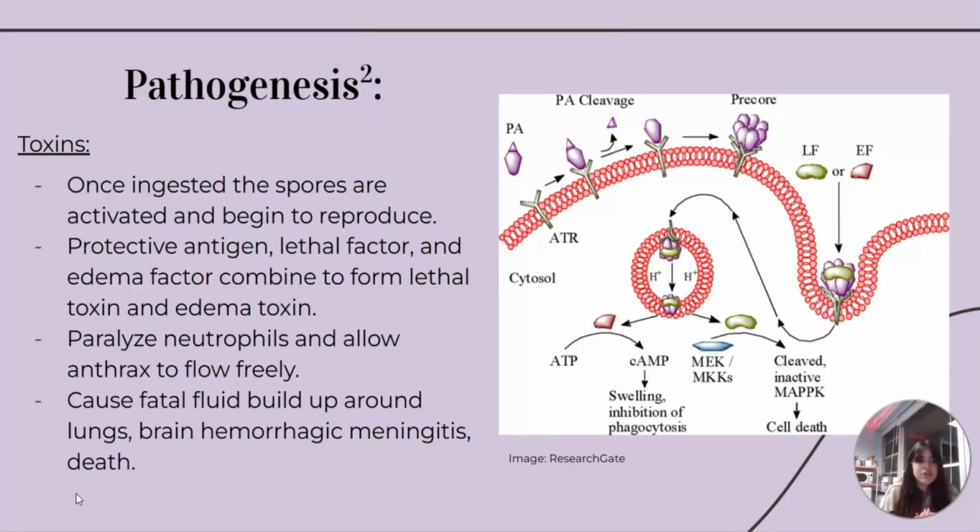They paralyze the neutrophils, which allows anthrax to flow freely around the body. It also causes swelling and inhibition of phagocytosis of the bacteria, and it causes a lot of cell death. And eventually, it'll cause a fatal buildup of fluid around the lungs, hemorrhagic meningitis, which ultimately, most of the time, untreated, leads to death.